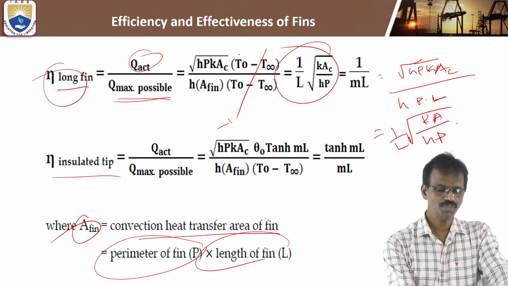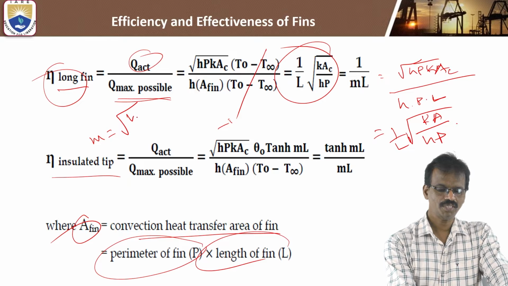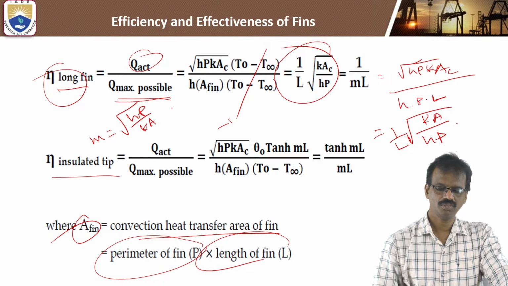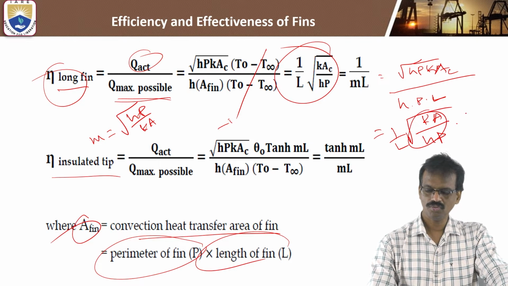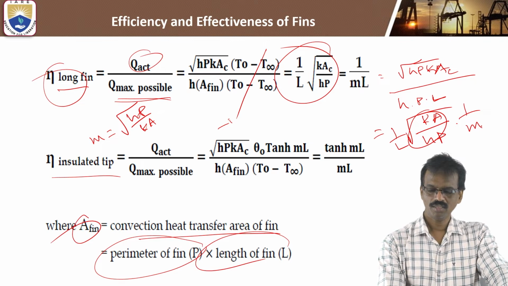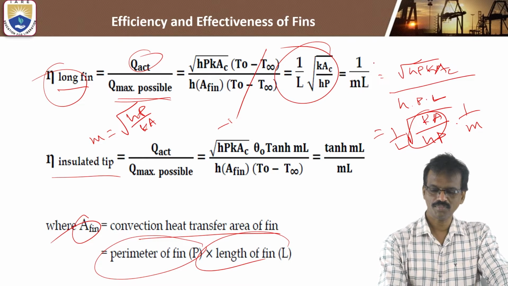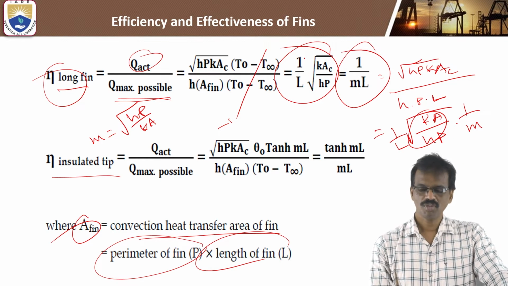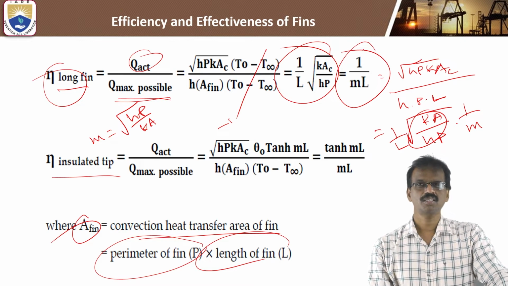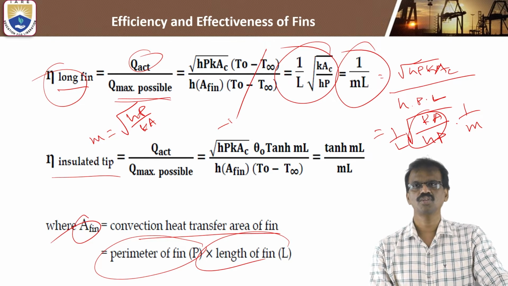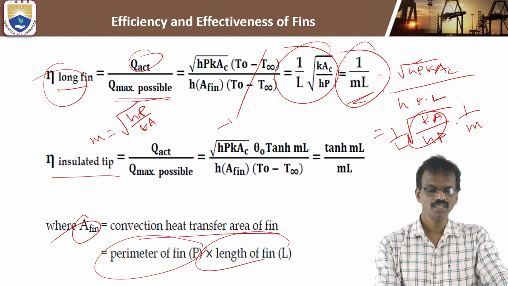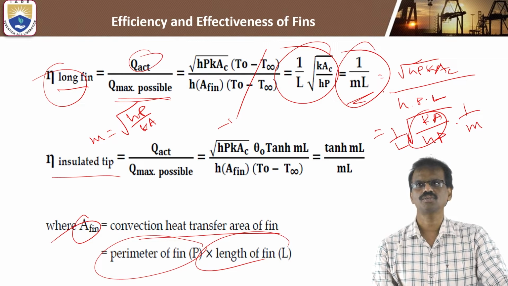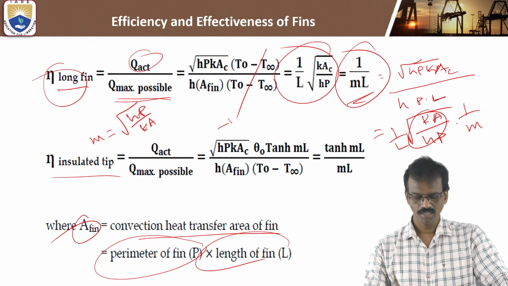You know that m is equal to square root of h P by k A. Just reverse. Then this value is equal to 1 by m. Then the final value is equal to L into m, it means 1 by m L. So 1 by m L is just the efficiency of the long fin. That is the formula for the efficiency of the long fin. You know that m is equal to square root of h P by k A.